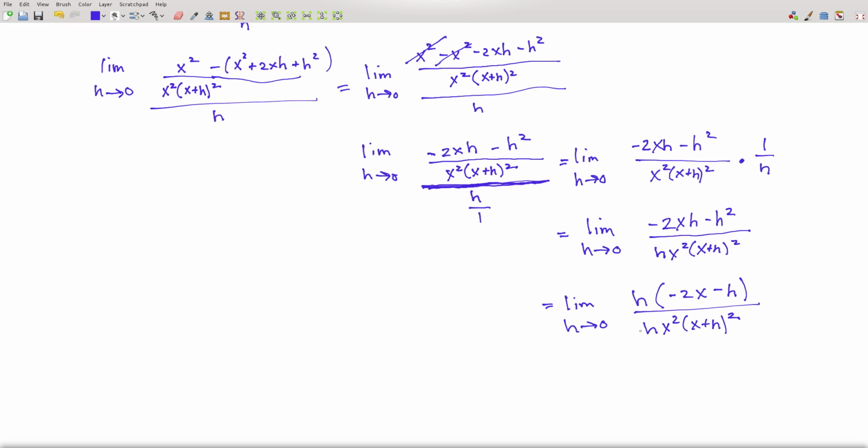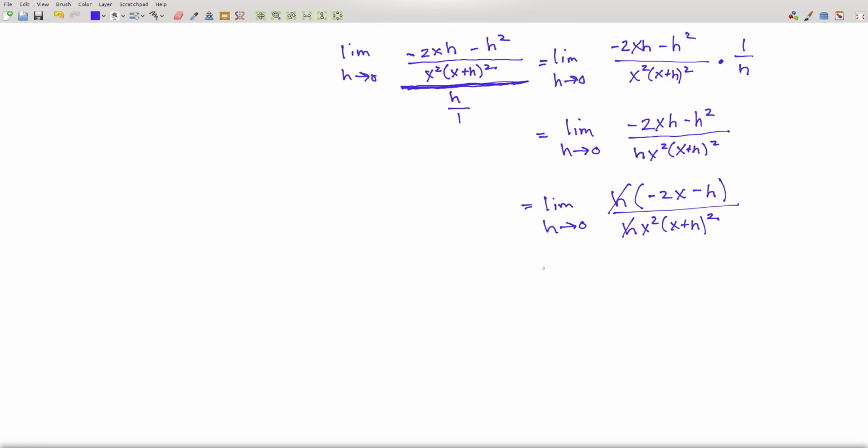That's right. And now do you see what can be done? There's an h here on top. There's an h. Now it's okay to cancel out those h's. What do we have now? This is the limit as h goes to 0 of negative 2x minus h over x squared times the quantity x plus h squared. And you see, now there isn't going to be any problem substituting in the 0 for the h at this point. So now it's okay to do that substitution.